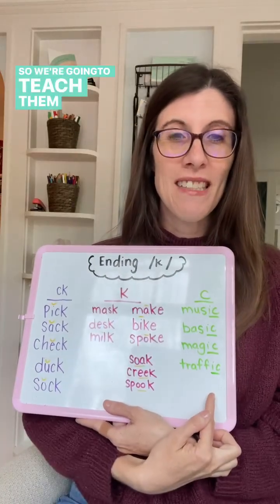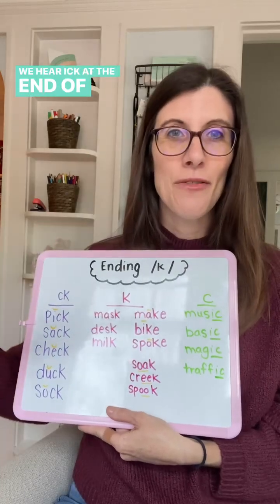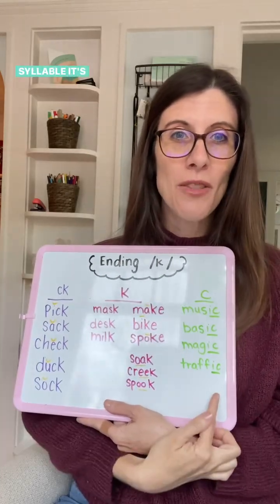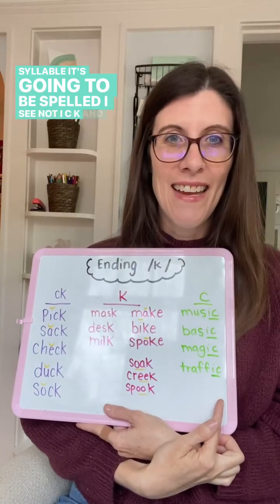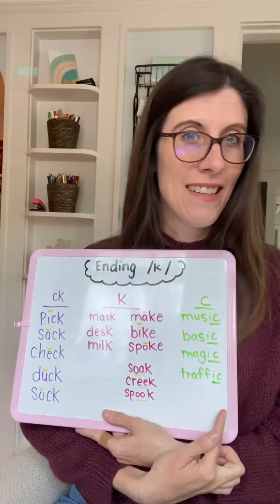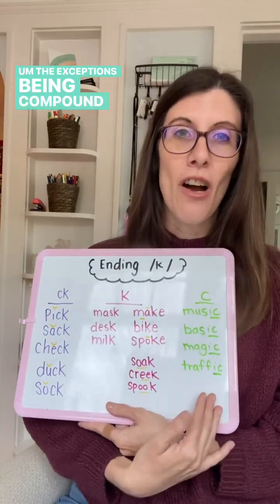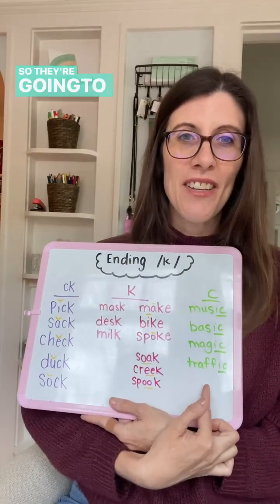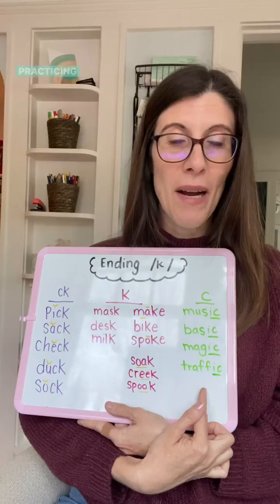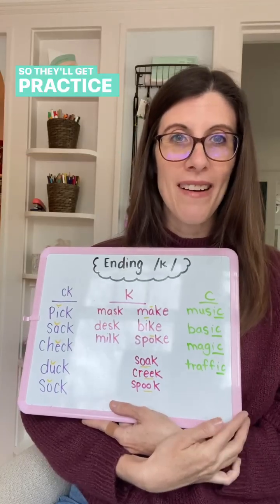So we're going to teach them and show them so many examples of when we hear ick at the end of a word that's more than one syllable, it's going to be spelled I-C, not I-C-K. And it is just ick, not ack, not awk. The exceptions being compound words. Compound words are always a little bit different. So they're going to see lots of examples of this as they're practicing decoding and spelling two-syllable words. So they'll get practice with that too.